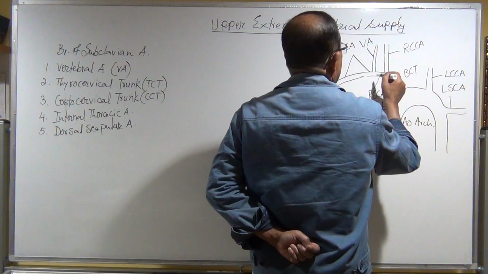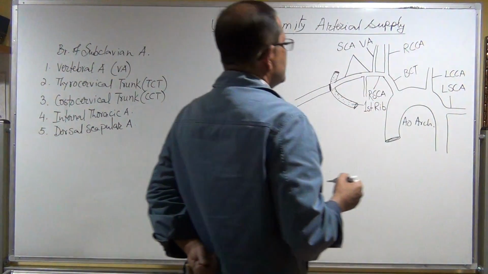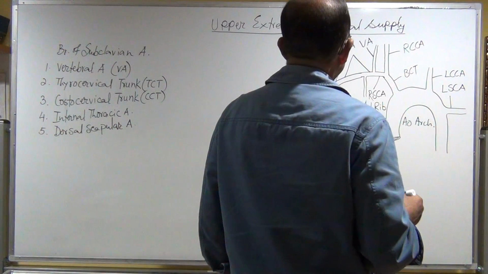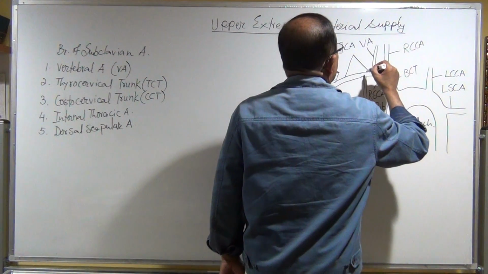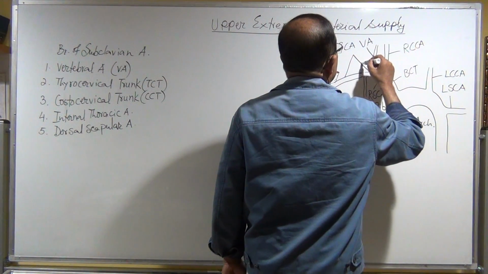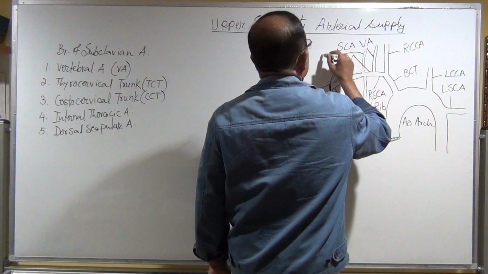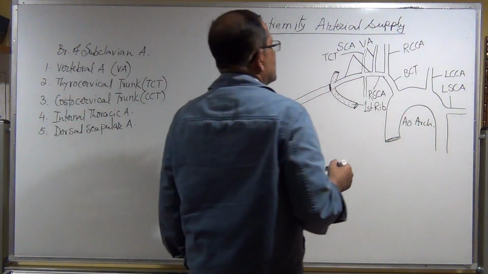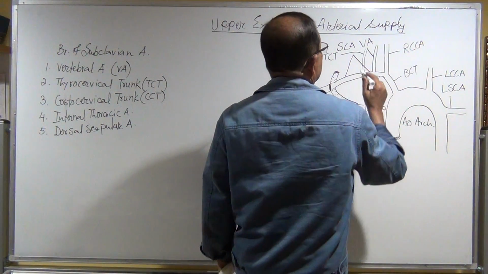Then another branch after the VA is the internal thoracic artery, also known as the intramammary artery or mammary artery. And the second branch parallel to the vertebral artery is the thyrocervical trunk. Then another artery called the costocervical trunk.